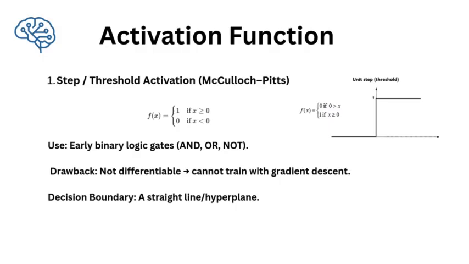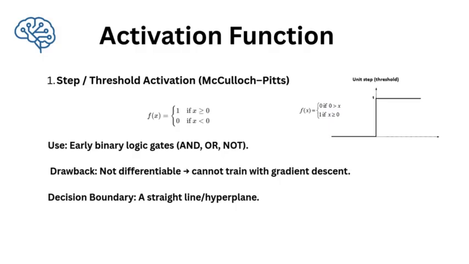Because of this binary nature, the step function was mainly used in early logic gate implementations, such as AND, OR, and NOT gates. However, this activation function has a major drawback. It is not differentiable, meaning we cannot compute a gradient for it. As a result, we cannot train a neural network using gradient descent when this activation function is used.